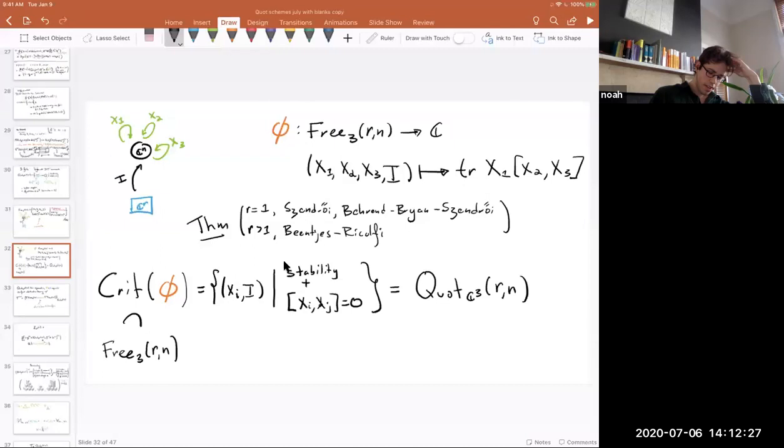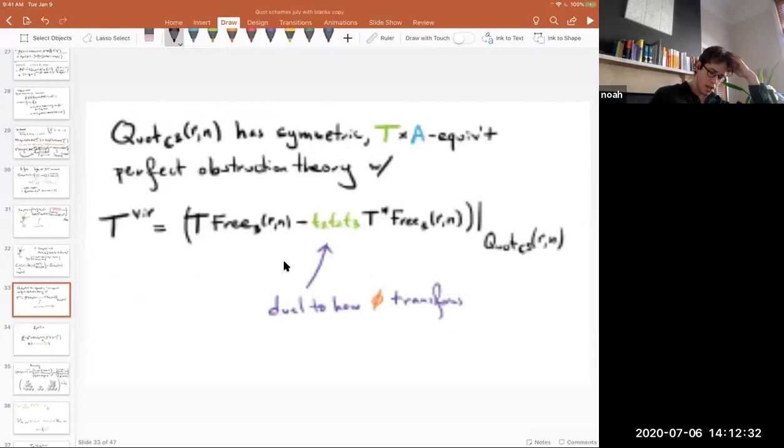So it's the set of matrices satisfying stability and such that these xi commute. And what do we deduce from this? Now we deduce that the Quot scheme carries again an equivariant perfect obstruction theory. Now this is the zero section of a bundle, it's the critical locus of some function.